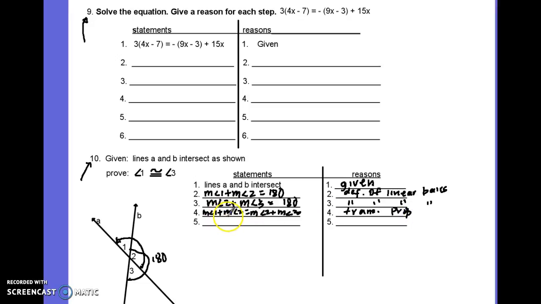And finally, we can subtract measure of angle 2 from both sides, from this side and this side. So we get measure of angle 1 equals measure of angle 3. This is subtraction property. And then we can go from equality to congruence like this. Angle 1 congruent to angle 3. And this is definition of congruence.